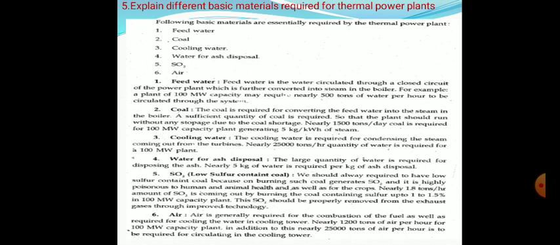Water for ash disposal. A large quantity of water is required for disposing the ash. Nearly 5 kg of water is required per kg of ash disposal.